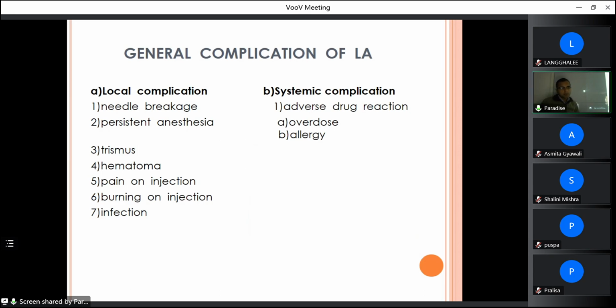There may be chances of persistent anesthesia if the nerve is traumatized. There may be trismus. Usually, trismus is associated with inferior alveolar nerve block due to fibrosis. If you deposit your local anesthesia within the medial pterygoid muscle, it leads to fibrosis. Once there is fibrosis, the patient cannot open the mouth. It will lead to trismus. The treatment is to advise the patient to do physical exercise. You have to advise the patient to do mouth opening exercises, even though it's painful, but they have to do it. And rehabilitation should be done as soon as possible.